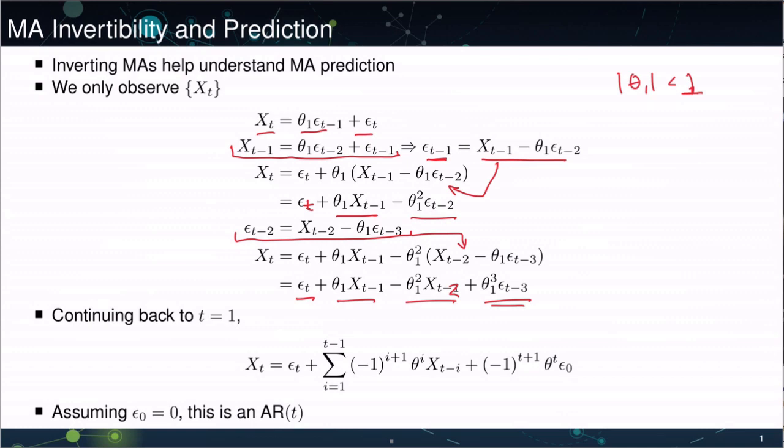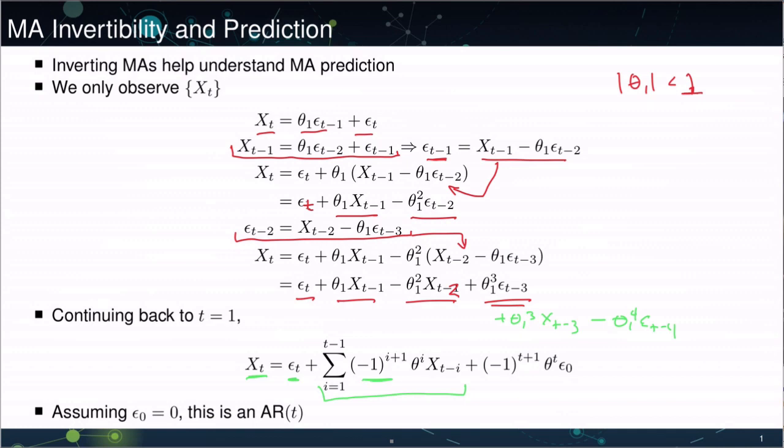You could imagine if we continued this, the next term would give you plus theta 1 cubed x_t minus 3 minus theta 1 to the 4th epsilon t minus 4. And in fact, we can continue this pattern until the beginning of the sample. If we do that, we can actually write x_t as a function of the most recent shock, then a weighted average of all of the previous x's.